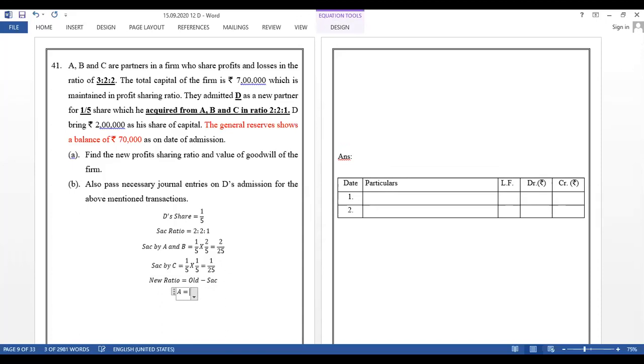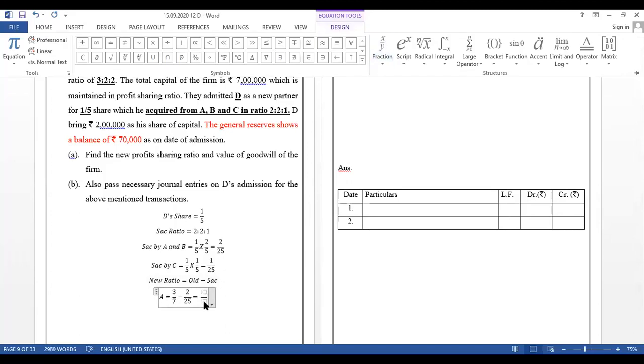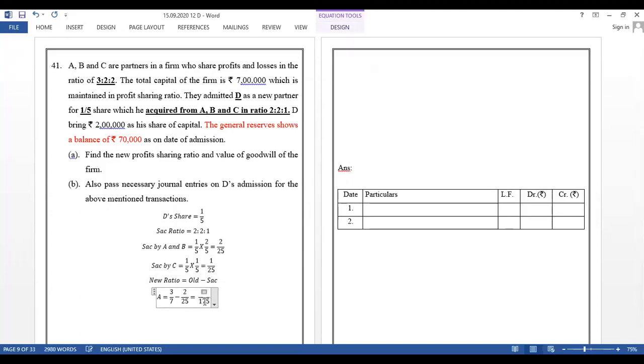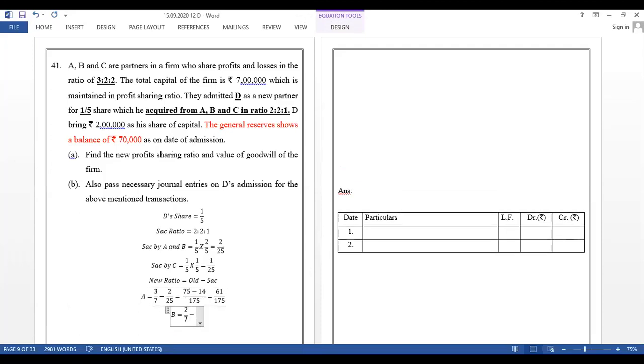For A, old share is 3 by 7, minus sacrifice is 2 by 25. So the LCM will be taken as 175. 25 7s are 175, 25 3s are 75, minus 7 2s are 14, right? So 75 minus 14 is 61 by 175. For B, old share is 2 by 7, minus sacrifice is 2 by 25. Again the LCM will be 175. 25 2s are 50, minus 7 2s are 14. 50 minus 14 is 36 by 175.